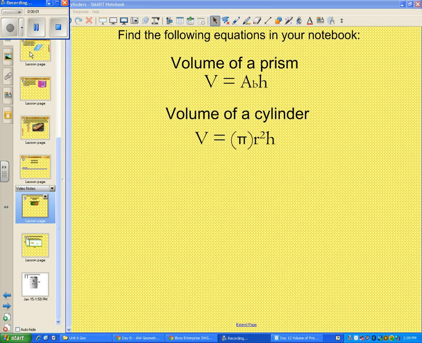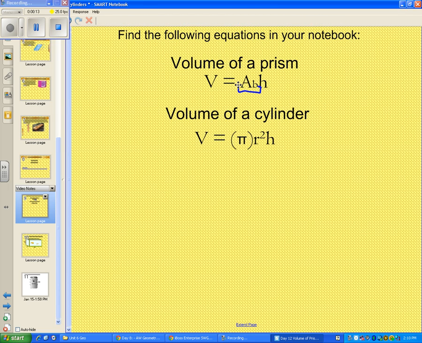Hello and welcome to volume of prisms and cylinders, and in this section these are the formulas that we're going to use. The issue with volume of a prism is that it depends on what the area of the base is, for the challenge of this problem. And if it's a triangle base, we have to use the area of a triangle, which I hopefully remember is base times height divided by 2.